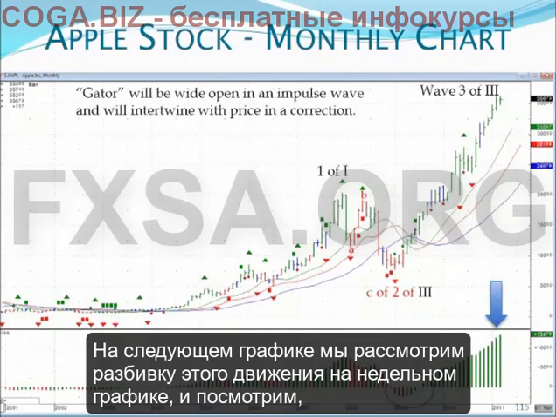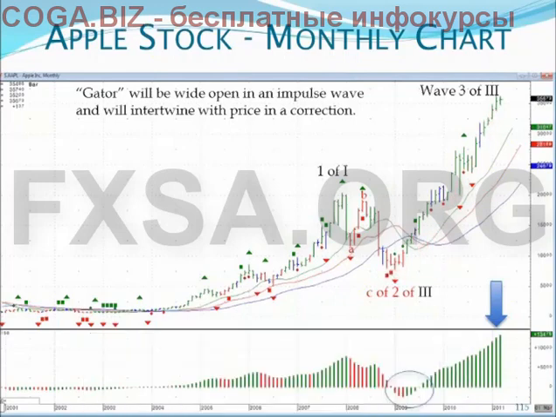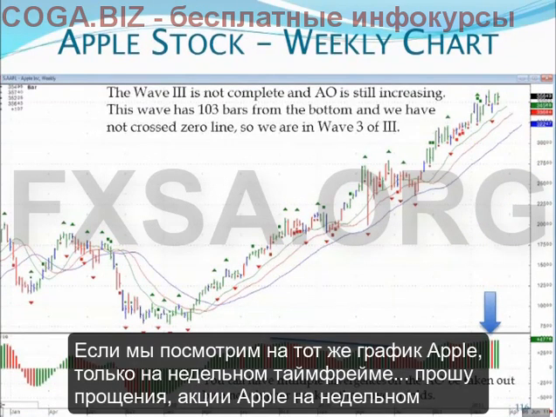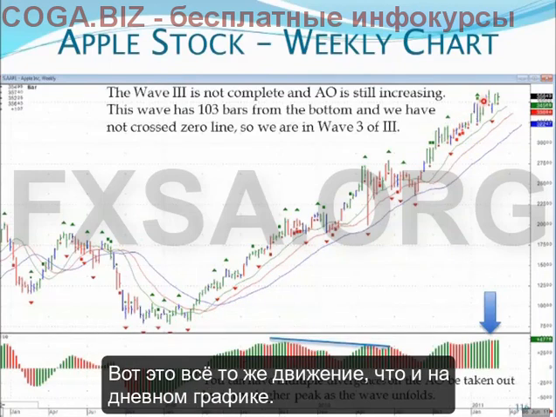So what we're going to look at on the next chart is breaking this down into a weekly chart and seeing what we're looking at from this point to this point and see how far along we are in the wave. Now if we look at that same Apple stock on a weekly chart, we're going to see from where that move began. That's where that move began on the monthly chart. And this is that move on the daily chart.